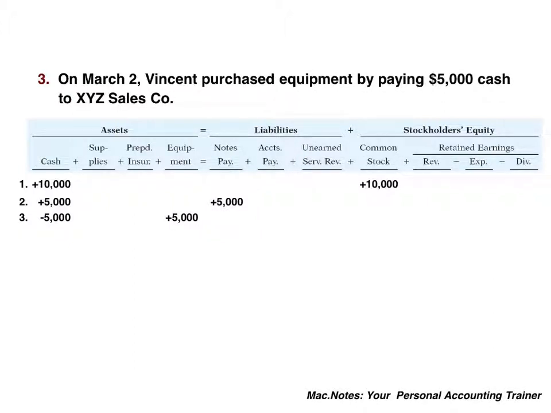Now on March 2nd, Vincent purchased equipment by paying $5,000 in cash. All right, two accounts are affected. Equipment, which we purchased, and cash. Now in this case, cash goes down $5,000, so we show that as a negative. But equipment goes up from 0 to plus $5,000. So here we have a negative 5 and a plus 5, both on this side of the balance sheet or accounting equation. So again, you see, if I was to total all of this, it would still be in balance.